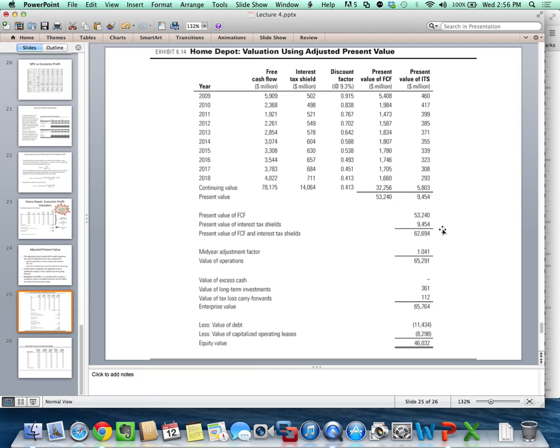Question? All right, so here's my question. How much value does Home Depot get from having debt on its balance sheet? By having $12 billion of actual debt and $8 billion of leases, how much value does Home Depot get from that?